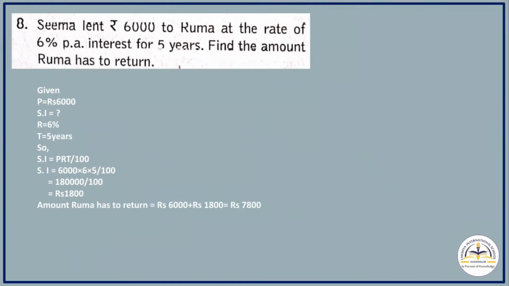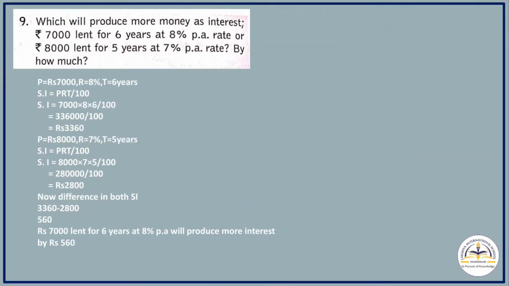Now in the same manner you have to solve question number 8. Question number 9. Which will produce more money as interest? Rupees 7000 lent for 6 years at 8% per annum rate, or 8000 rupees lent for 5 years at 7% per annum rate, and by how much? Now we'll solve for the first case, that is this one. Here the principal is 7,000, rate is 8% and time is 6 years.